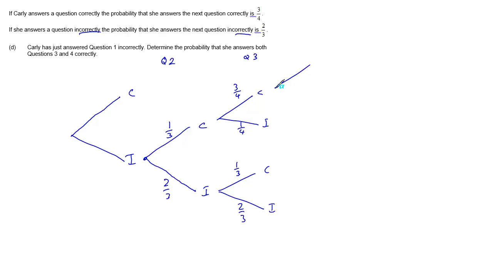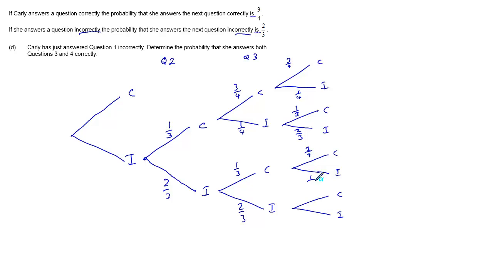And then question 4. So correct, incorrect, correct, incorrect. So 3/4 and a quarter, but if she gets here, it's 1/3 and 2/3. Here is 3/4 and 1/4, and here we've got 1/3 and 2/3.